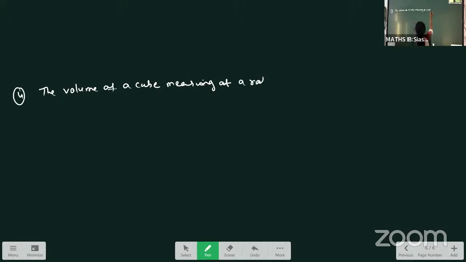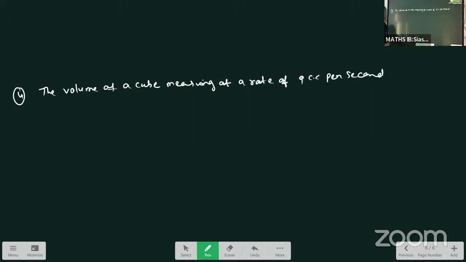The volume of a cube is measured at a rate of 9 cubic centimeters, I am writing cc, or you can write centimeters cube, cubic centimeters per second.